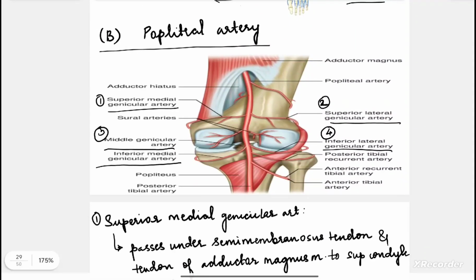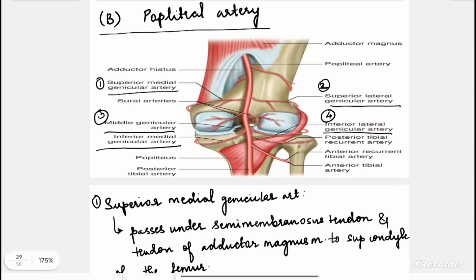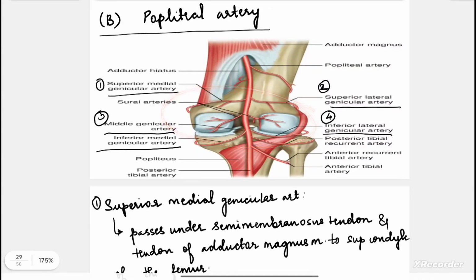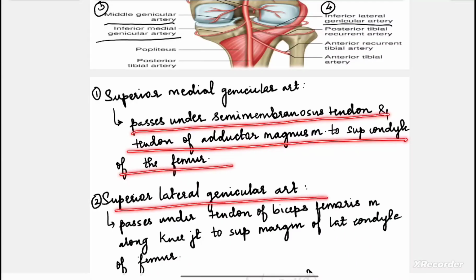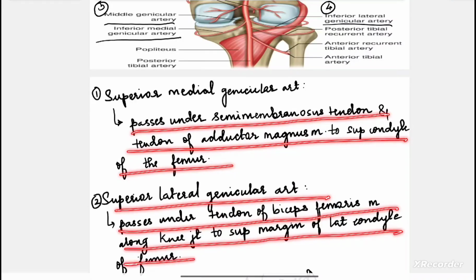Next is the popliteal artery. The popliteal artery gives off branches around the knee joint, which are the superior medial genicular artery, superior lateral genicular artery, middle genicular artery, inferior medial genicular artery and inferior lateral genicular artery. The superior medial genicular artery passes under the semimembranosus tendon and tendon of adductor magnus muscle to the superior condyle of the femur. The superior lateral genicular artery passes under the tendon of biceps femoris muscle along the knee joint to the superior margin of the lateral condyle of the femur.